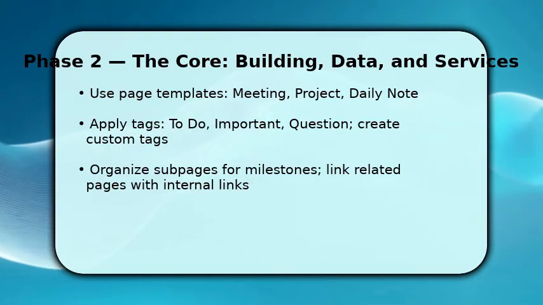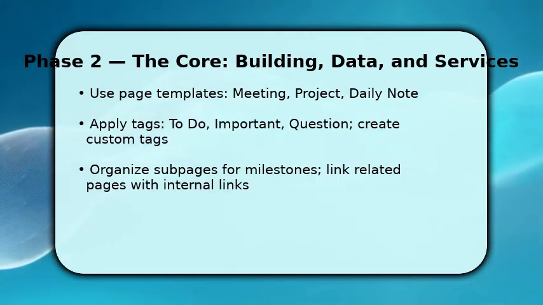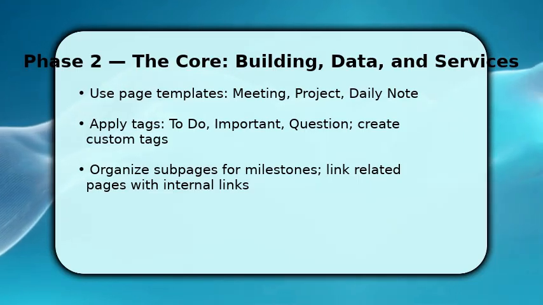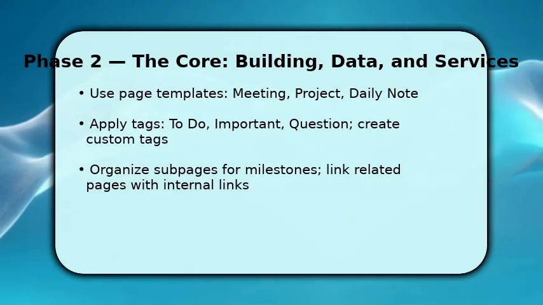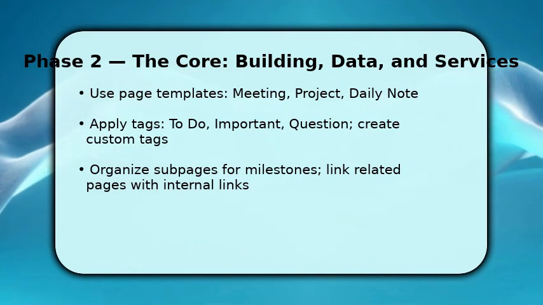Make subpages for milestones and status updates so each project stays compact. Use internal links to connect decisions to tasks. This reduces search time. Finally, review your tag index weekly. That check closes the loop and keeps your system reliable and fast.